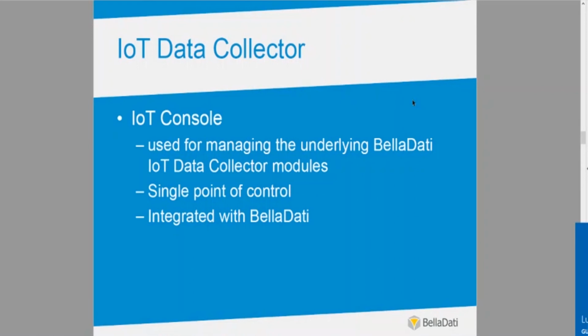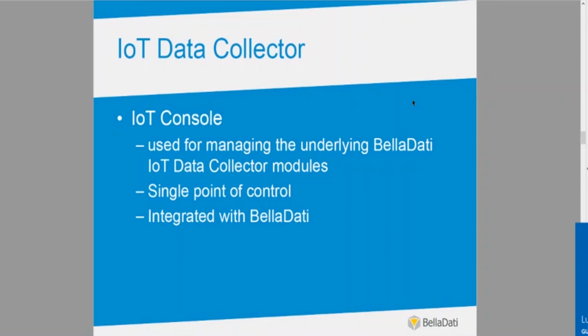And the IoT console is a web application dedicated to managing the underlying IoT data collector modules. It allows you to have a single point of control, so you don't need to configure each particular module separately. You can do everything inside the IoT console. And it is integrated with BellaDati. It means you don't need to think about data sets, you don't need to think about applications or attribute codes, indicator codes. Everything is already available in the IoT console.